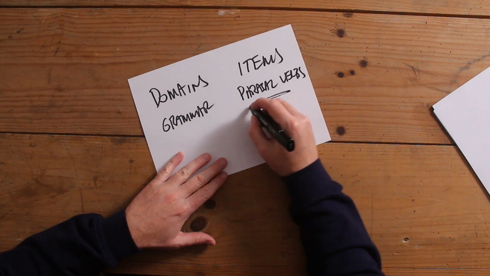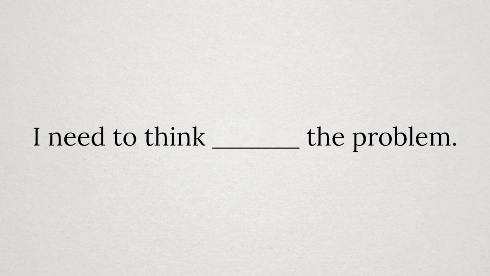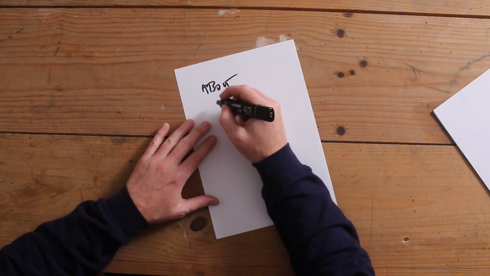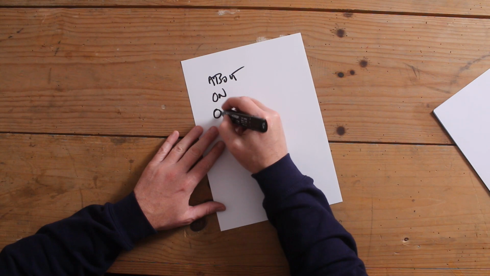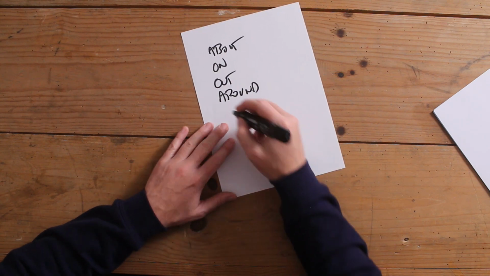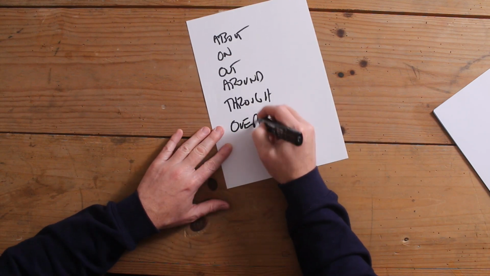But now we have a really specific problem. We need to choose these phrasal verbs. Well, let's try with the verb think. I need to think the problem. So think about the problem, think on, think out, think around, think through, and think over. 1, 2, 3, 4, 5, 6.